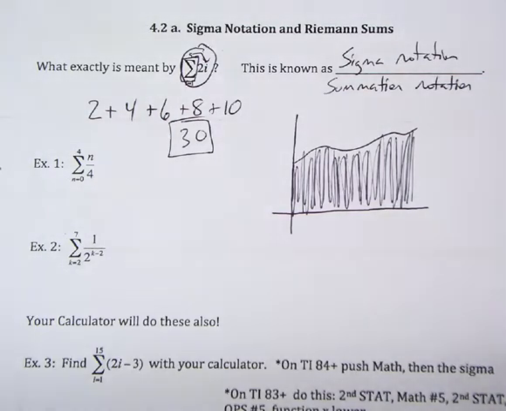Now, up till now, we don't know how to do that. Just like first semester, we didn't know how to find the slope at one point. That's what first semester was all about. We don't know how to find areas of weirdly shaped figures.